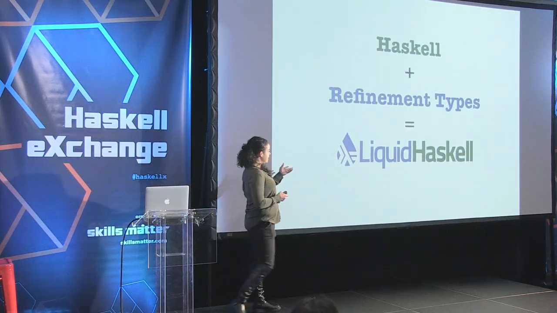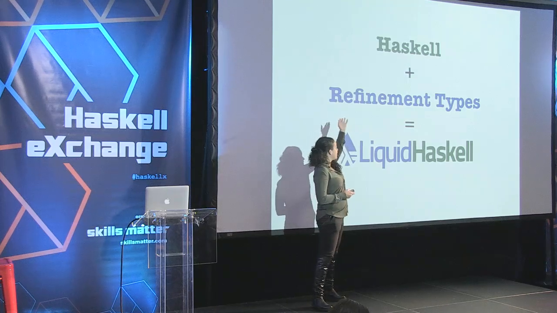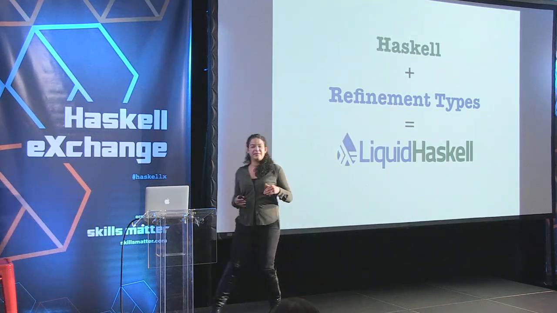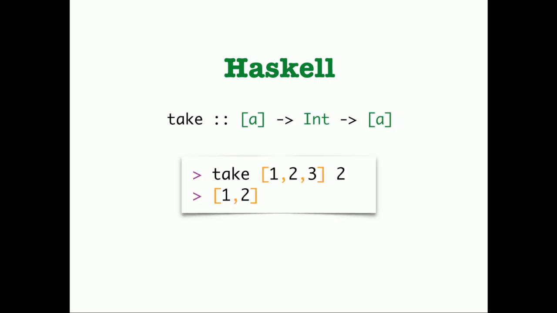LiquidHaskell starts from Haskell, and it extends it with refinement types. So let's see an example here. I have this Haskell function take. Take takes as input a list, any list, and then an index I, and it returns the I first elements of this list. So if, for example, I take 2 elements from the list 1 to 3, then I return a list that contains 2 elements, 1, 2. But if I take 500 elements from the list 1 to 3, the result of this function call is not really specified from the type of take.